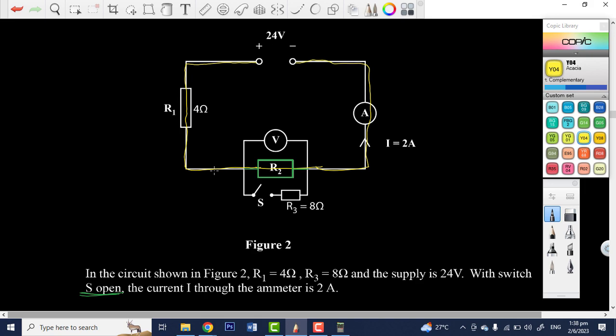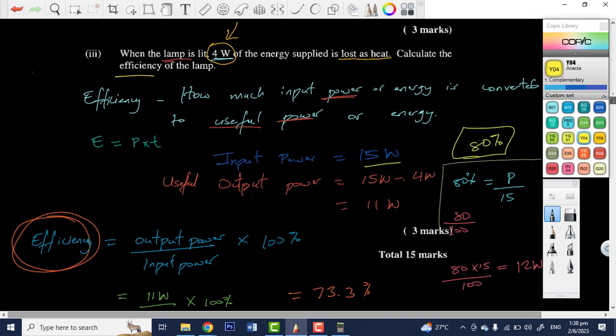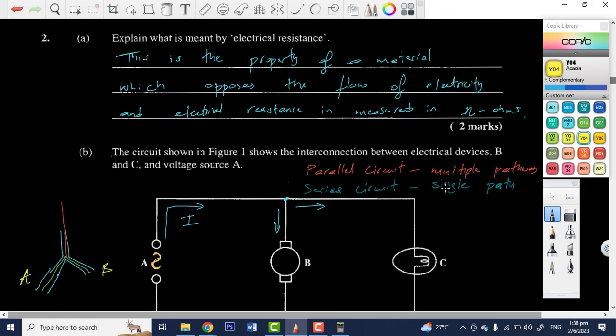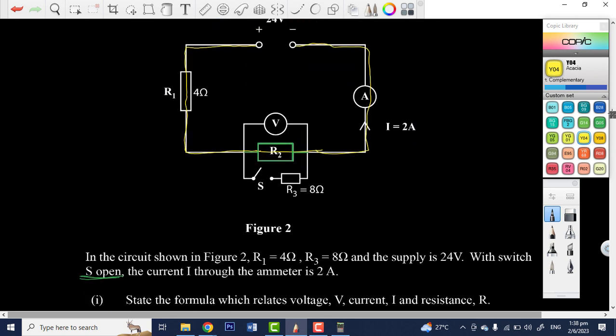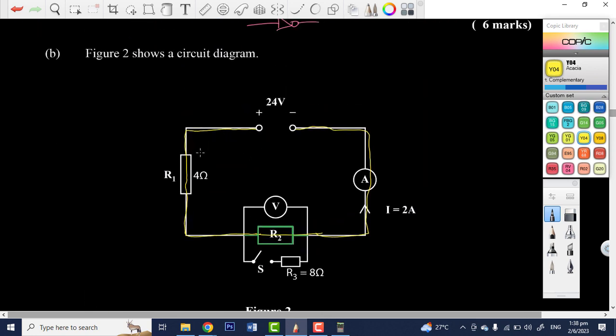So what we see now is that the current is traveling on a single path. Once current flows along a single path, we know that we have a series circuit. See that, Jaden? Right, the current will be constant in a series circuit. So the same current flows through R1 and R2 in this configuration, with this switch open.